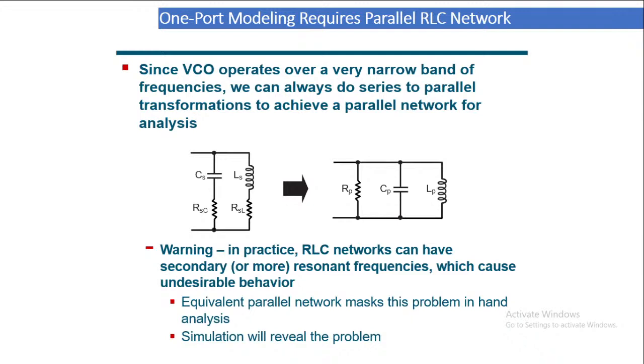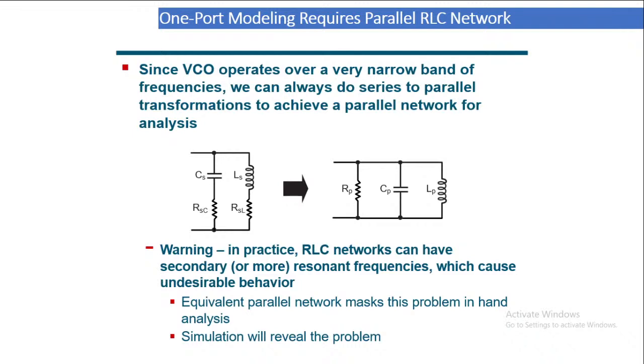The left hand figure is an LC circuit. C has a resistor connected to it, a loss component. L has a resistor connected to it, which is a loss component. So C and L are in series, and they are connected to loss components. This is operating over a very narrow band of frequency. So always we can do a parallel transformation to achieve a parallel network for the analysis.